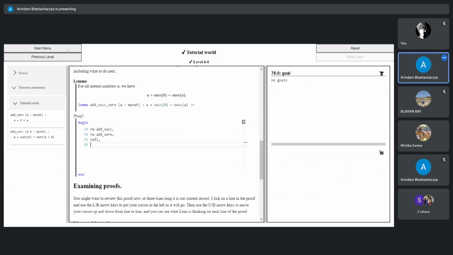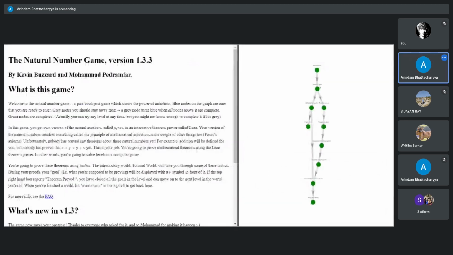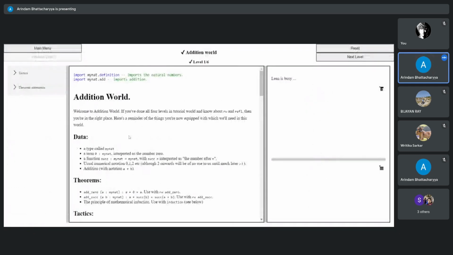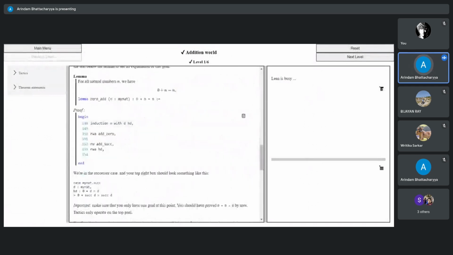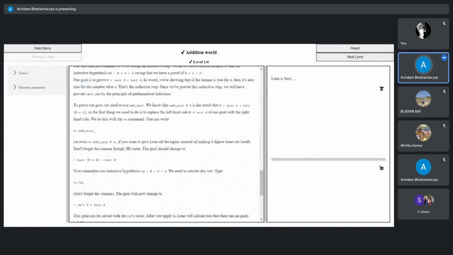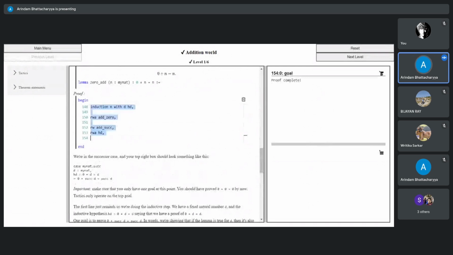All right, so anyway, this was the first level. The thing I did in the first tutorial was mainly just explaining what Lean looks like and explaining what these basic syntaxes are. So I guess I'll do induction and then move on to the main part of the tutorial.